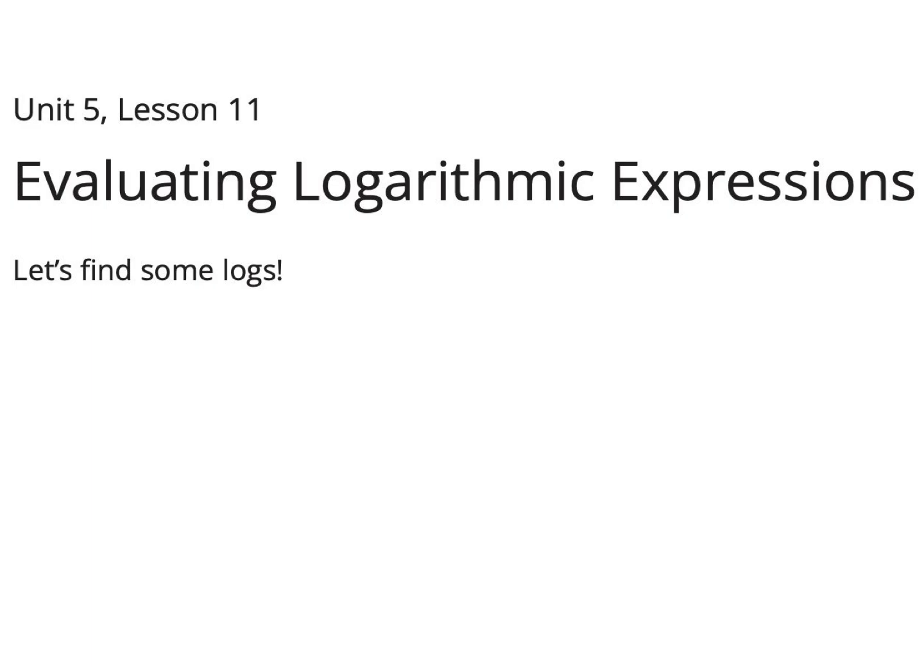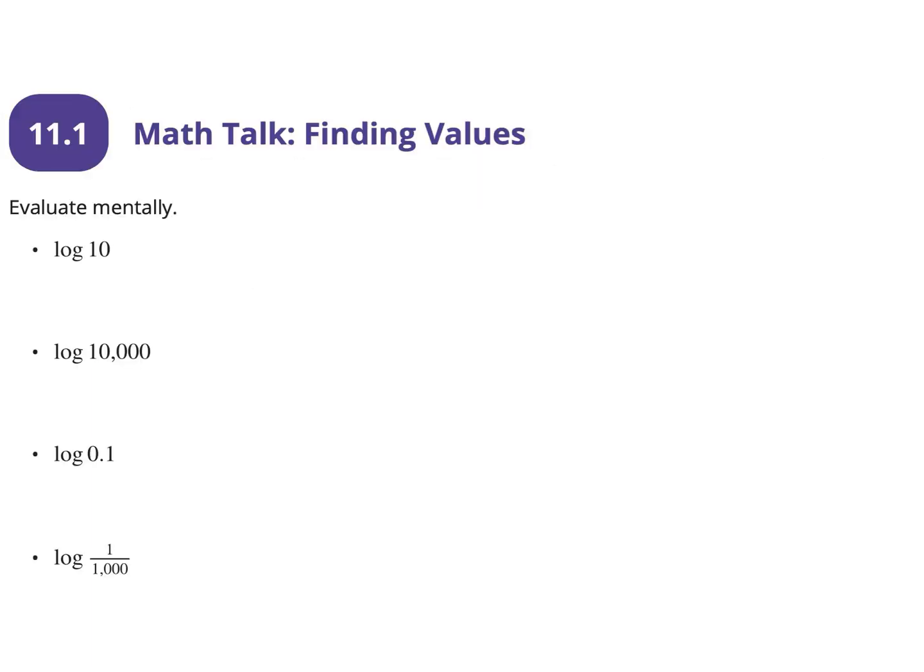Let's find some logs. When you see log written like this, it means log base 10. On your calculator, next to the 7 button is the log button. The log button on your calculator is base 10. You don't have to do anything. It is log base 10 because there's no number written here, and scientists and mathematicians know that when there's no number, it's base 10.